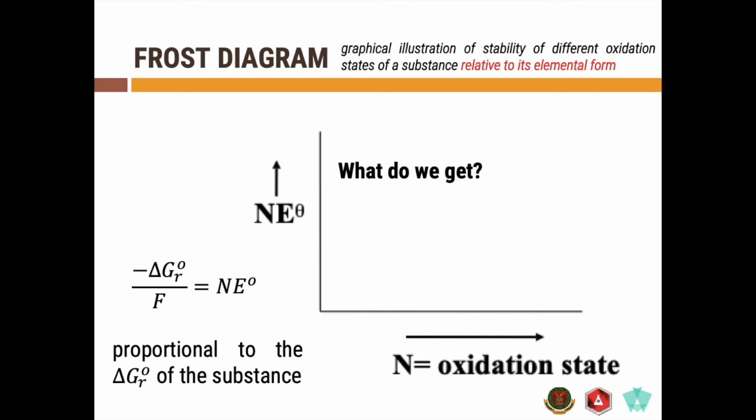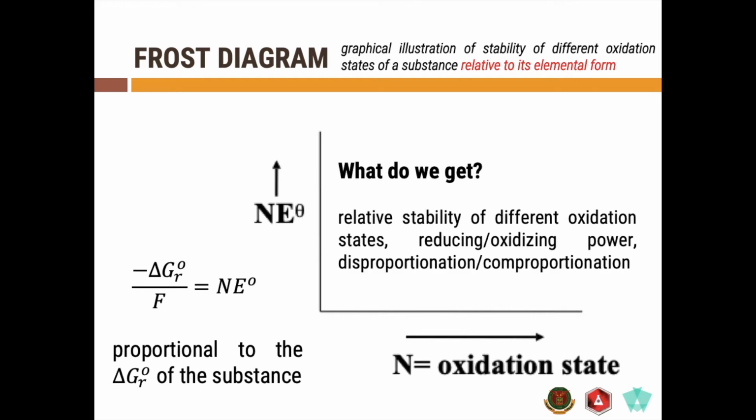So what do we get from these frost diagrams? Well, we can have a general overview of the relative stability of the different oxidation states of a given substance, and we can also have an assessment of the reducing power and the oxidizing power of a given couple, and we can predict disproportionation reaction and comproportionation reaction of given substances.